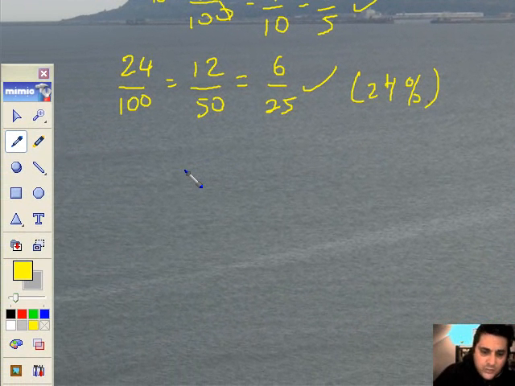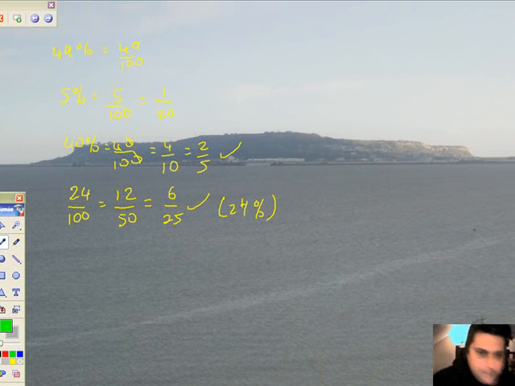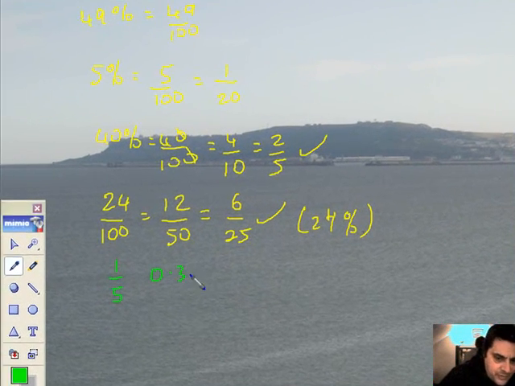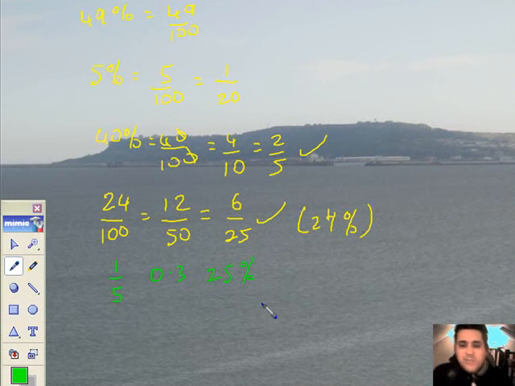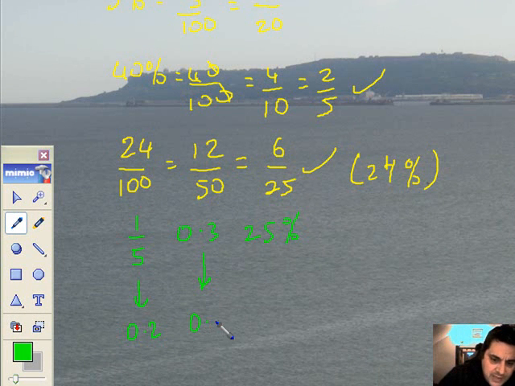Now write these fractions in order of size. Let's try green in order of size. Okay, I've got a fifth, I have got 0.3, and I have got 25%. Now I can convert all of these into decimals or all of them to percentages, however I like. Now being a calculator unit, I can take my calculator and go 1 divided by 5. Well, that's going to be 0.2. 0.3 is already a decimal, and 25%, 25 over 100 is 0.25.